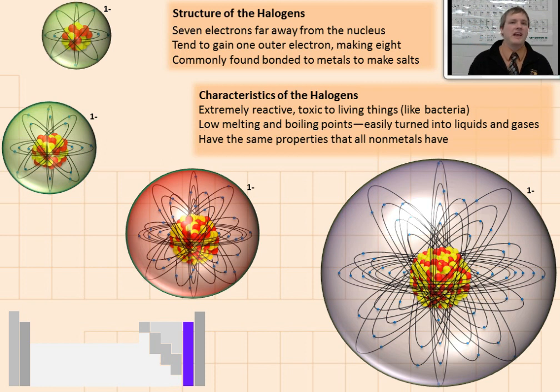And then finally, they have the same properties that all nonmetals have. When they form solids, they are brittle solids that can be pounded and shattered. They do not conduct heat or electricity very well at all. And finally, they tend to have very, very low densities because they don't like to stick close together. These are the properties of the halogens on the periodic table of elements.